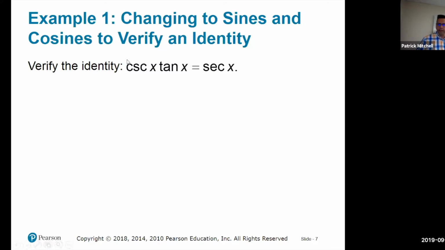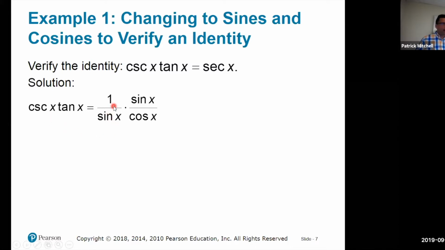So in this case, I am going to rewrite cosecant x as 1 over sine x, and then I'm going to write tangent x as sine x over cosine x. So this is my reciprocal identity. This is my quotient identity. And you see what happens when you multiply these two fractions together.